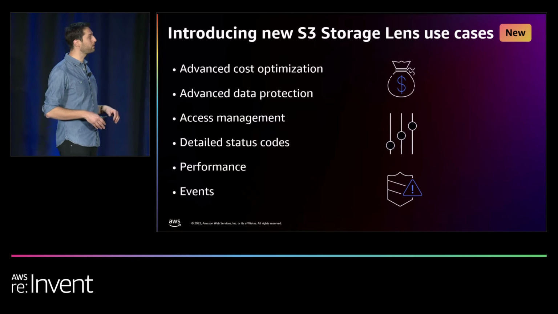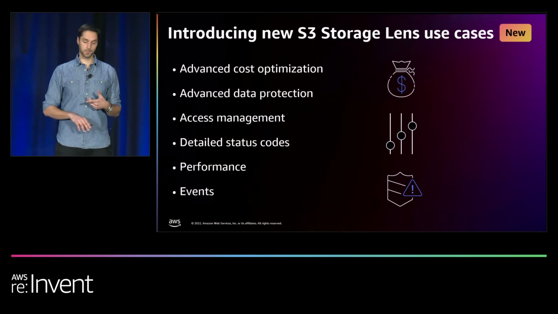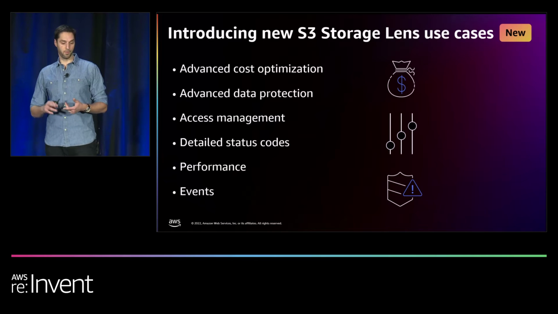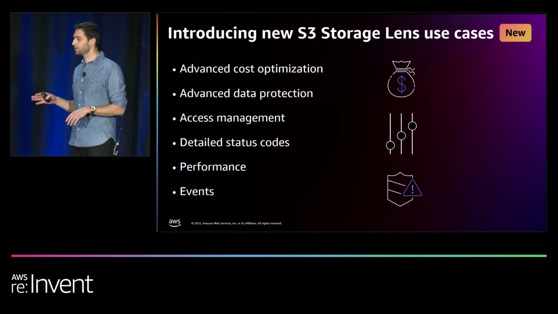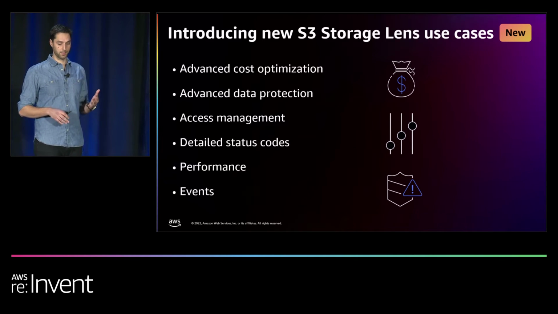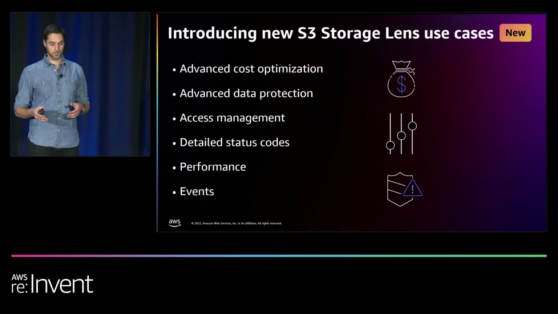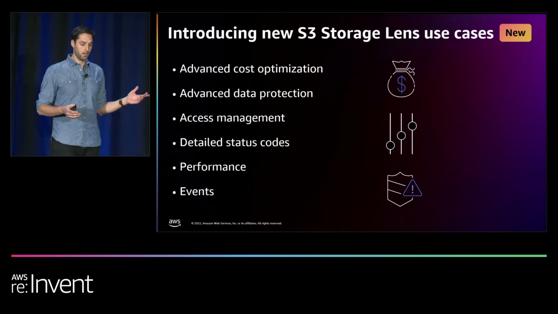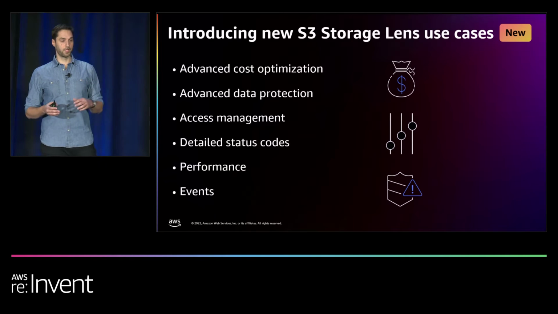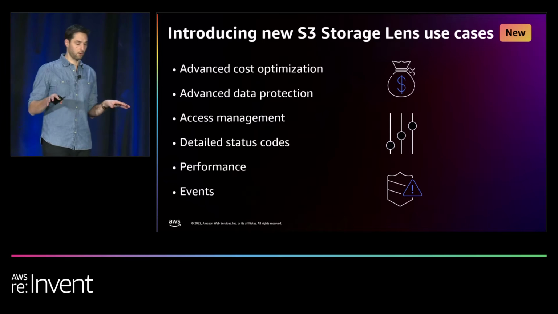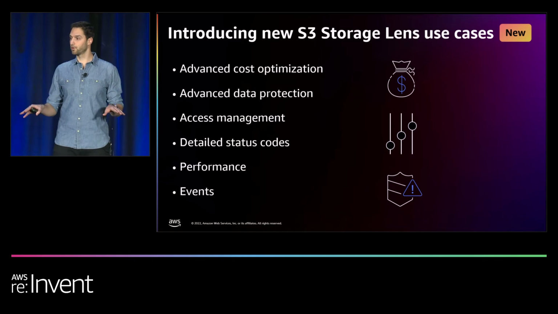These new metrics enable a number of new use cases, including advanced cost optimization, advanced data protection, access management, detailed status code, performance, and events. Just to touch on a few examples, because we're going to go deeper in the second part of the session: for advanced cost optimization, you can now audit lifecycle rules usage to identify any discrepancies in your lifecycle configurations across the organization. For advanced data protection, you can now easily identify buckets missing multi-factor authentication or versioning configuration, to standardize your data protection configuration across all of your buckets.